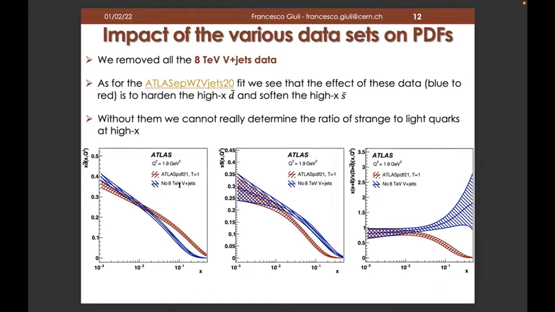So you can see that the 8 TeV WZ data are sensitive in the high x regime, and basically the effect of this data is to harden the high x d-bar and soften the s-bar in the high x regime. Again, having a look at the strange to light quark ratio, the plot on the left side, you can see that without this data, we cannot really determine the ratio in the high x regime.